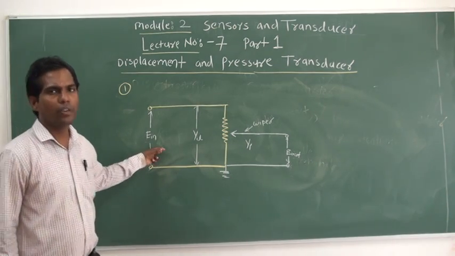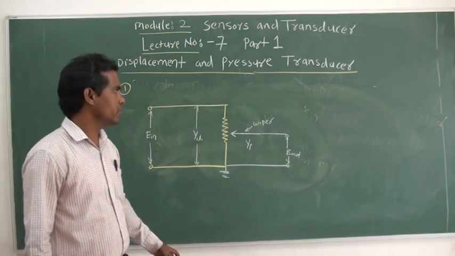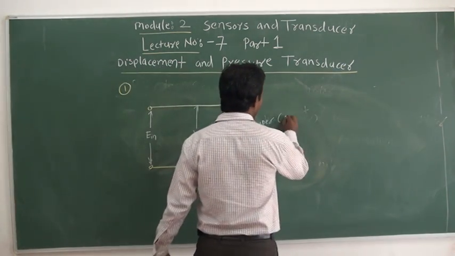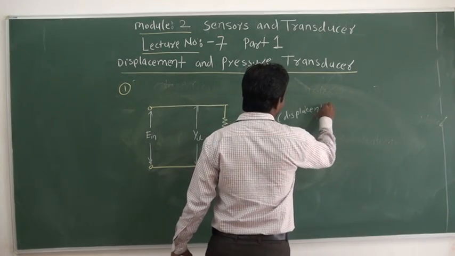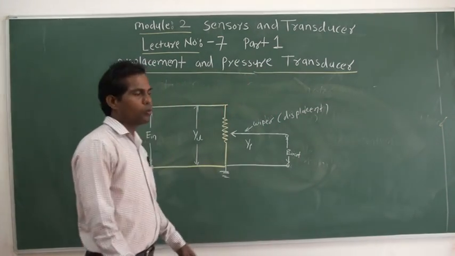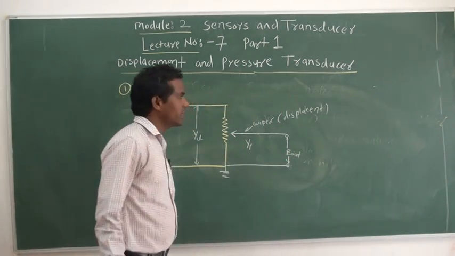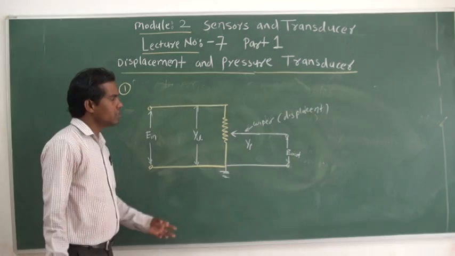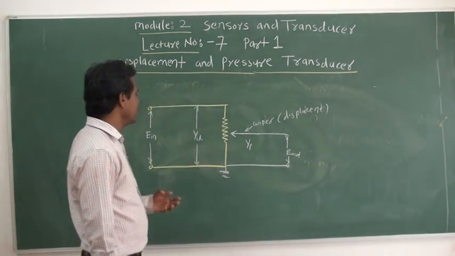The input voltage is applied to the fixed terminal, and the displacement is provided here. The variable output voltage is measured at the variable terminal, and displacement is converted into voltage. So that is your translation or linear potentiometer.